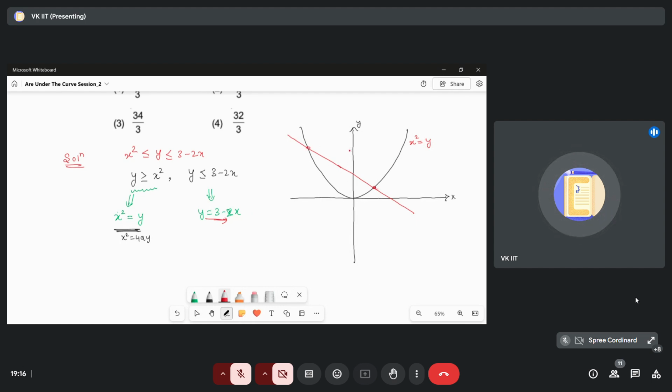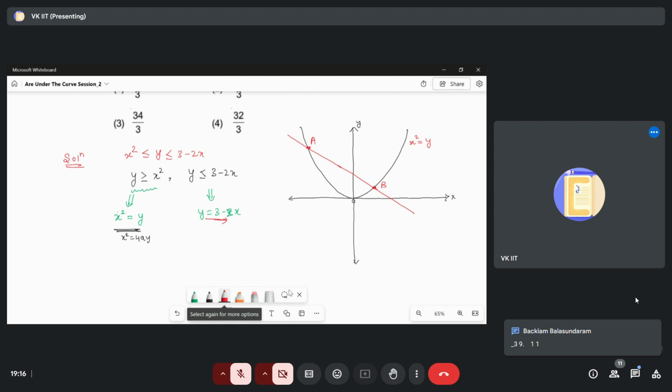Now the question is that we have to find out this point of intersection. Let's say this is A and this is B. Anyone can give me the A point and B point in the class? How to find out the A and B? These are the point of intersection, na? 3, 9, 1, 1. Minus 3, 9 you are saying.